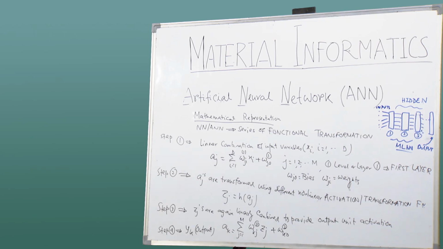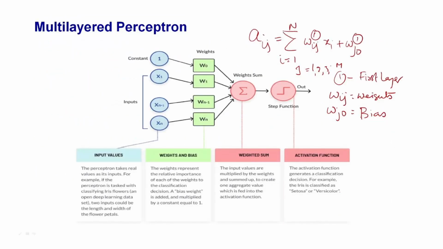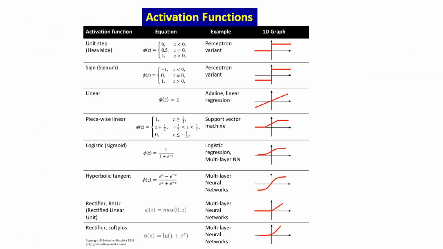Now, let me go back. I will come back to these slides in the next lecture. Let me go back and show the activation functions. Different activation functions are used. The first activation function is the unit step: phi j is 0 when j is negative, 0.5 when j is 0, and 1 when j is greater than 0. You can see the curve is 0 when z is 0 or less, and 1 when it is more than 0. You can also have sign functions, shown in a similar way, from -1 to +1.